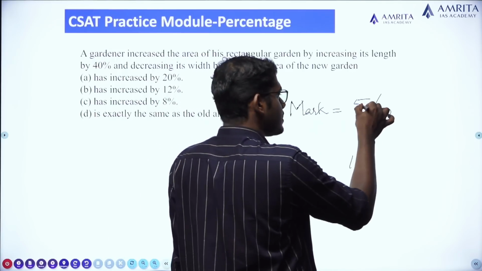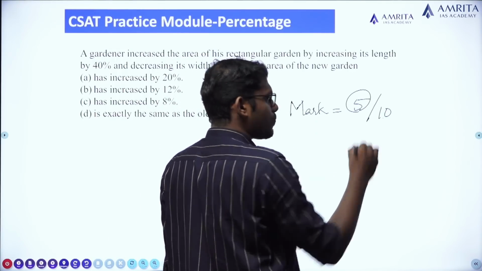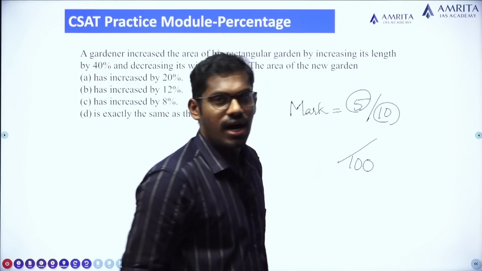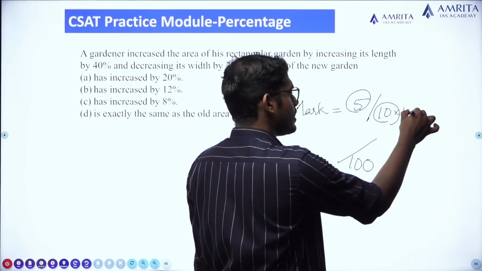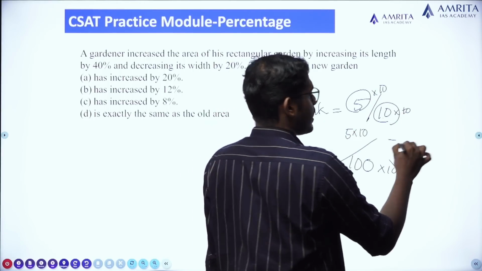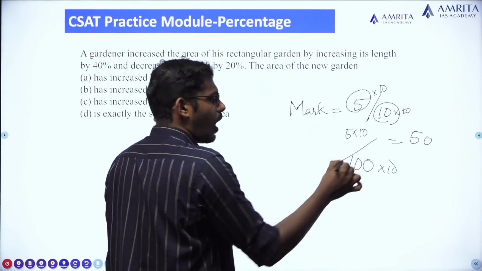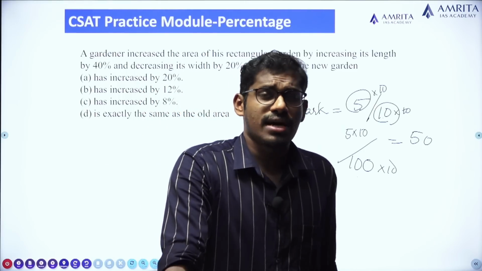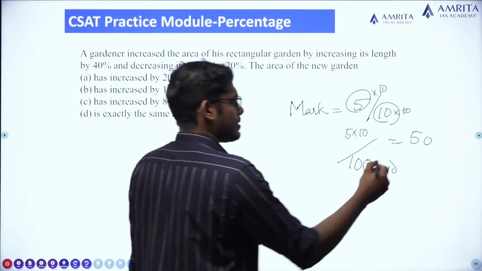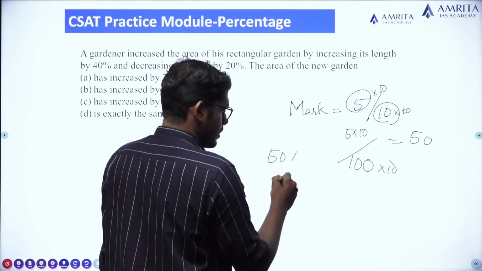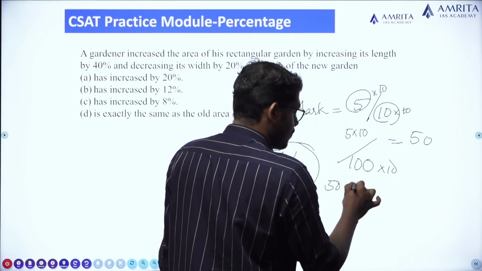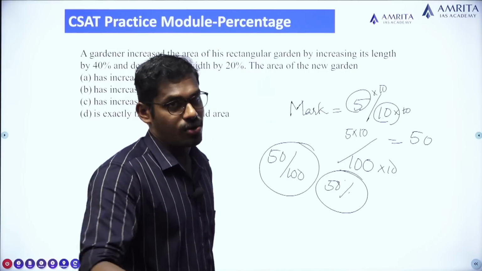That is, if he or she scored 5 marks out of 10, what will be the marks if the total marks was 100? We can say that 10 into 10 is 100, so definitely 10 will be multiplied here, so 5 into 10, that is 50. So out of 100, the marks of the student will be 50, which means that 50% is his or her mark.